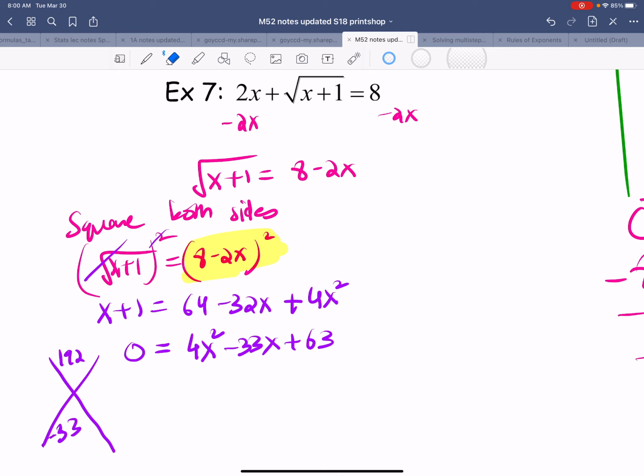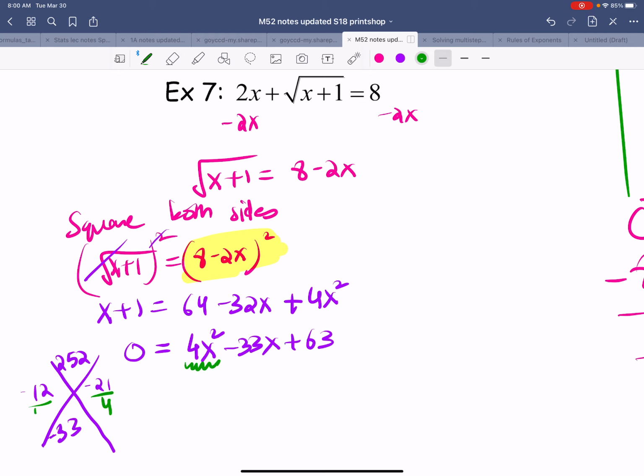192, let's check. 12 and 21. 21 times 12 is not 63 times 4. Okay, I'm sorry, this is not 192, this is 252. And 12 and 21 would work. 12 and 21, both negative. Why are we making both negative? Because we want them to multiply to positive 252 and add up to negative 33.